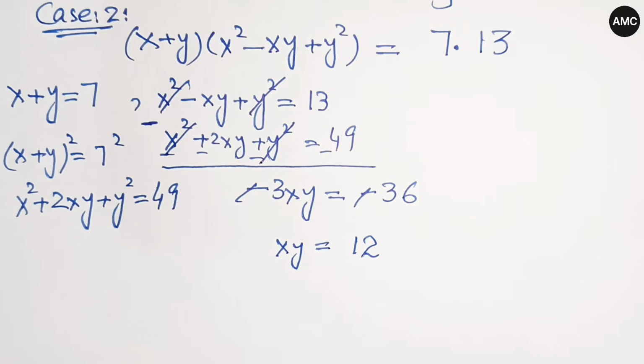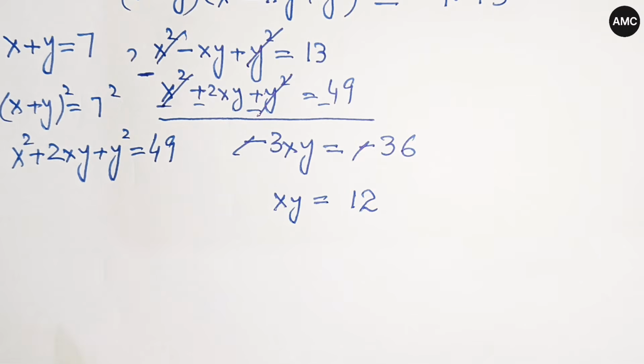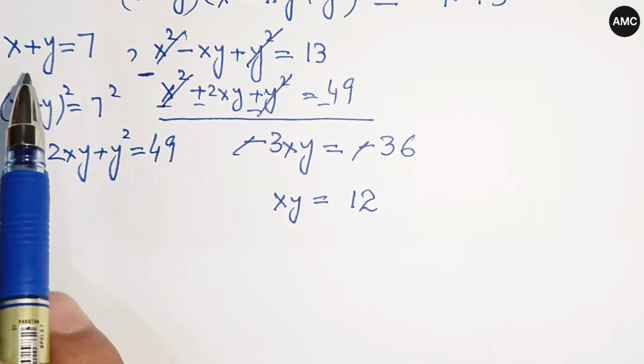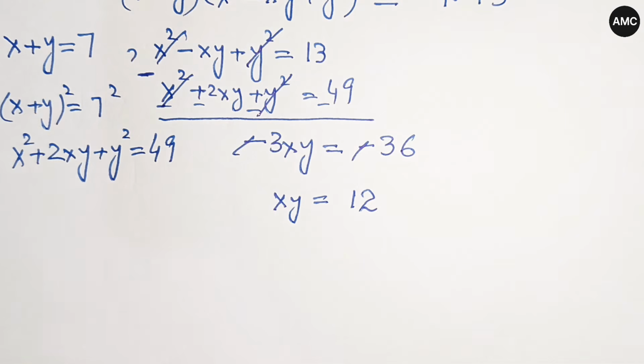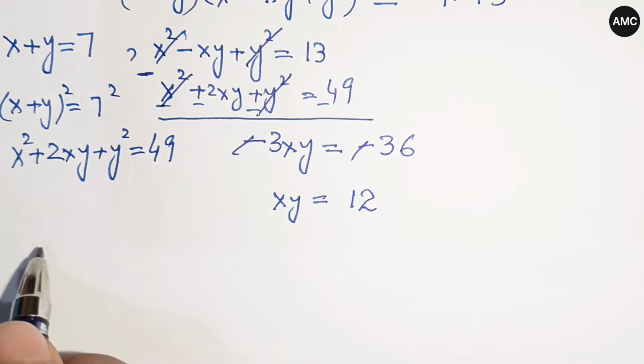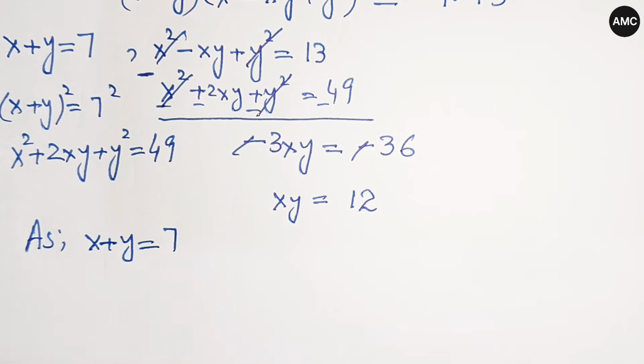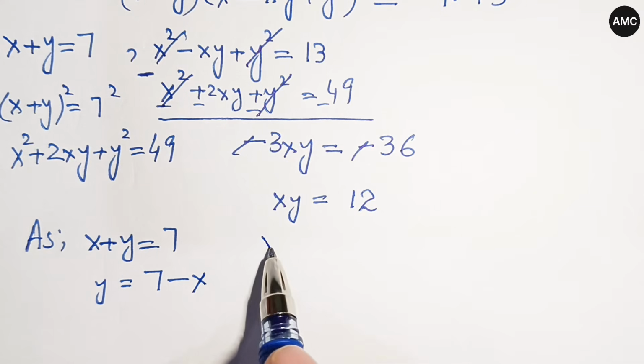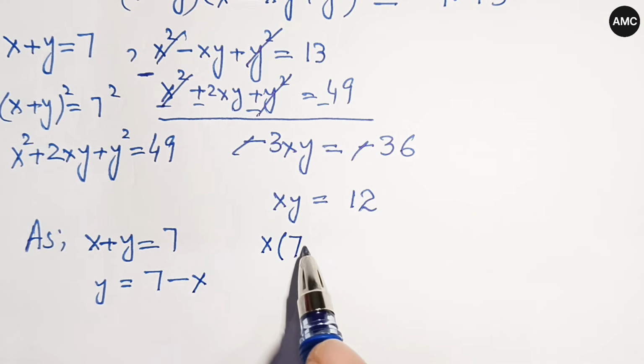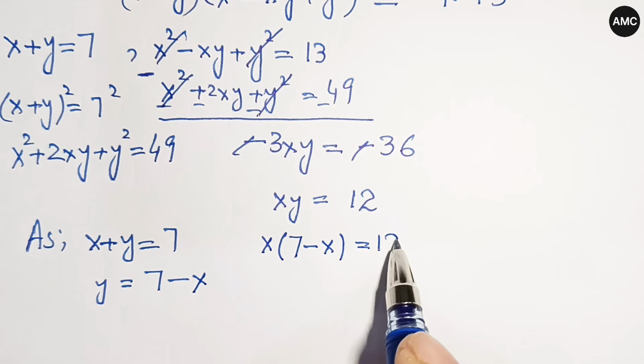Now if we recall the equation that we have just written, x + y is equal to 7. If we find the value of y, shifting plus x to the right-hand side, we get 7 minus x. Now putting this value of y into the equation, we get x times (7 − x) is equal to 12.